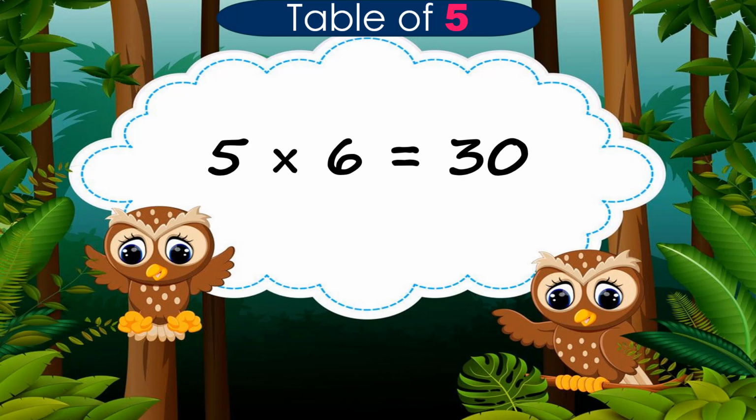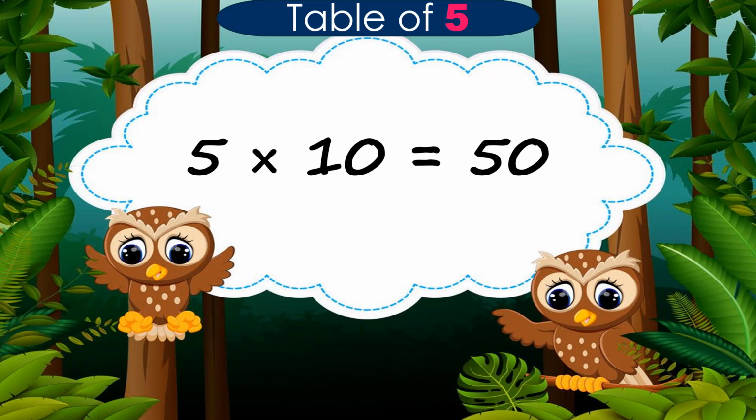5 sixes are 30. 5 sevens are 35. 5 eights are 40.